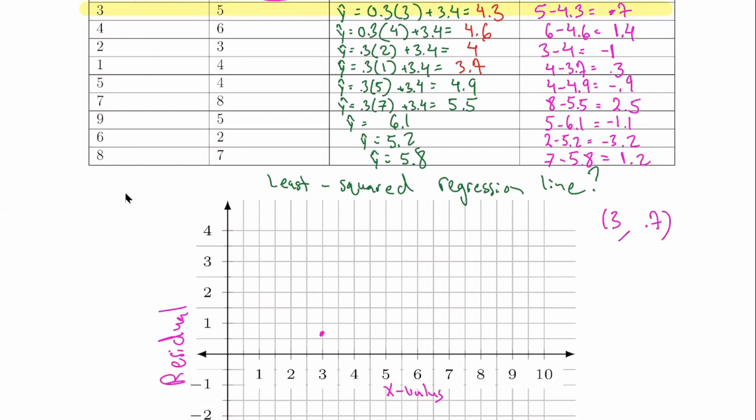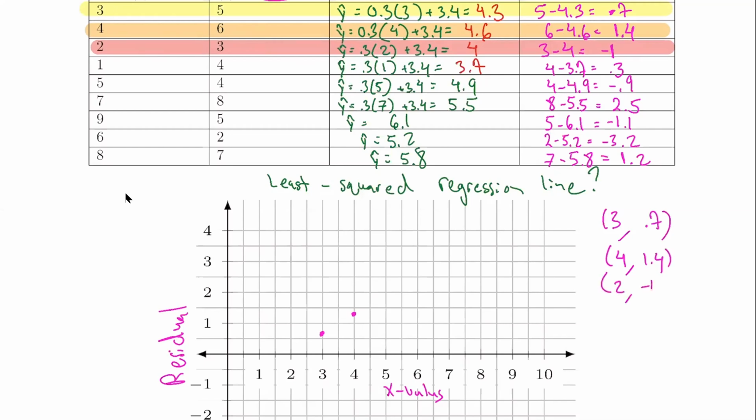All right, so let's go ahead and do the second plot. If you look at that second one, X is 4, my Y is 1.4. So 4 and 1.4 is somewhere right there. So that's my second plot. Let's go ahead and do the third plot. So the third plot was 2 and negative 1. So 2 and negative 1. So here we go, 2, negative 1 should be right below. That's 2 and negative 1.